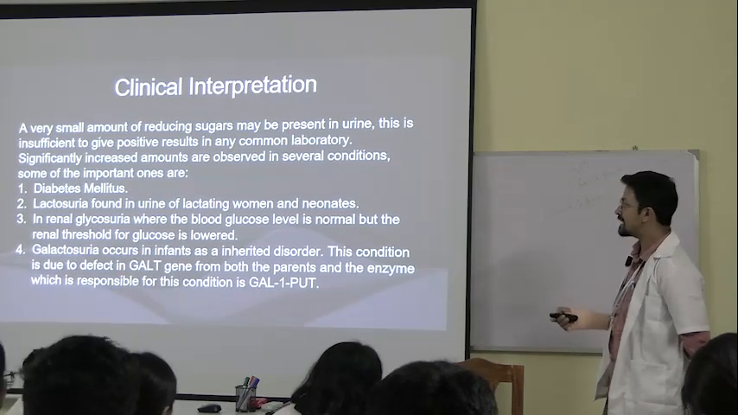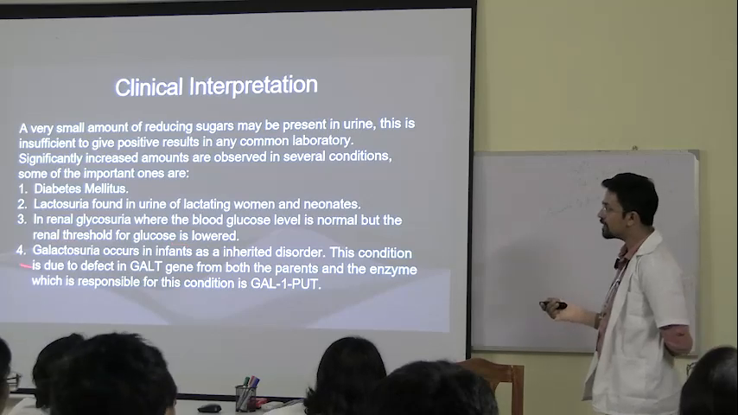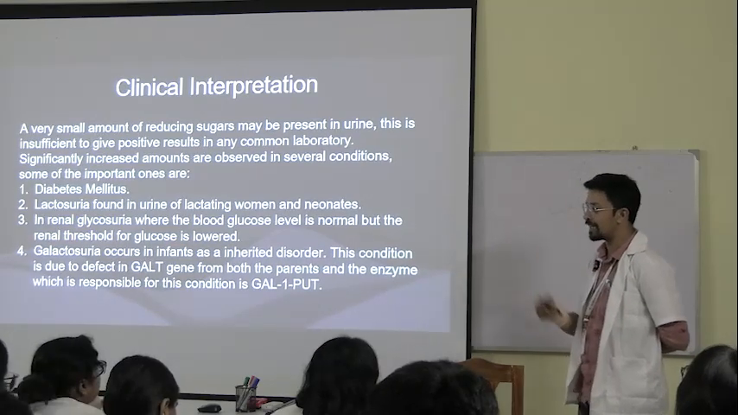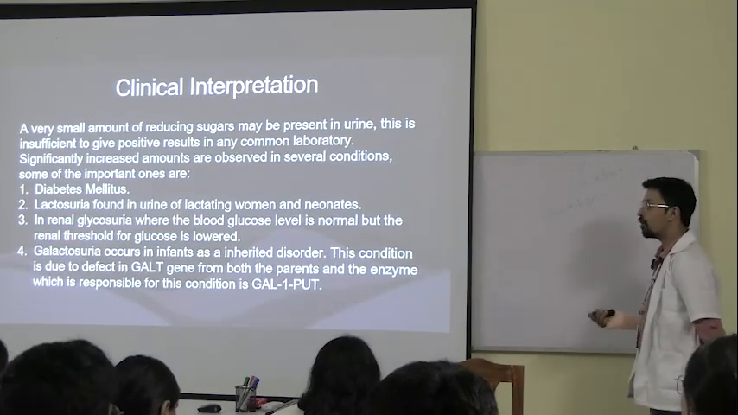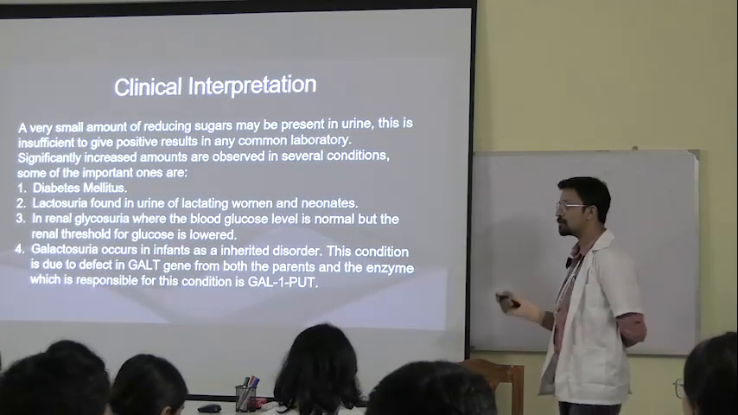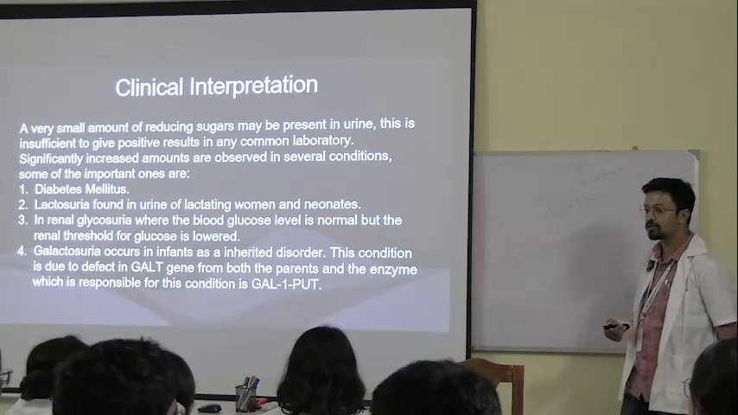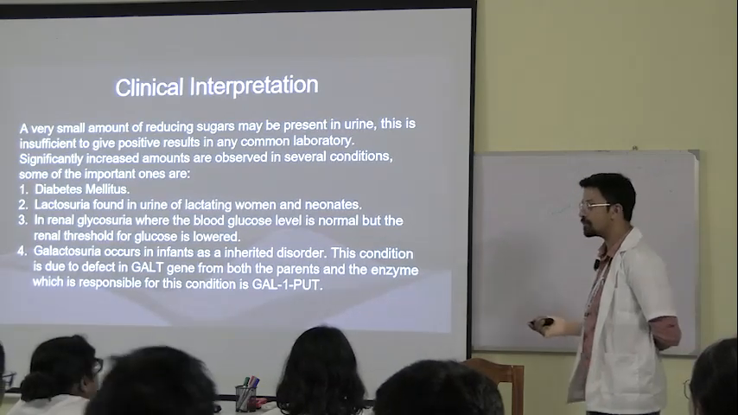Now, in this condition, what will happen? There is galactosuria. If you break the word, galactosuria means coming of galactose in the urine. Why? The galactose is not getting metabolized. The galactose is metabolized by which enzyme? The enzyme is GAL-1-PUT. Anybody knows the full form?